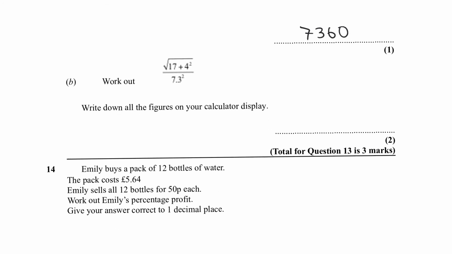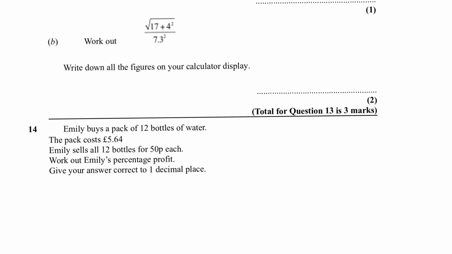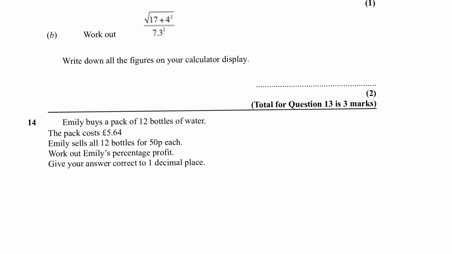So yes, there's that. Then it says work out the root of 17 plus 4 squared over 7.3 squared. Write all the figures on your calculator display. So you literally just need to put this into your calculator and write what comes out. So if you did that, 0.1107981356. Oh, sorry, it's 1077. Okay, so yeah, if it says write all the figures, you just write all the figures.